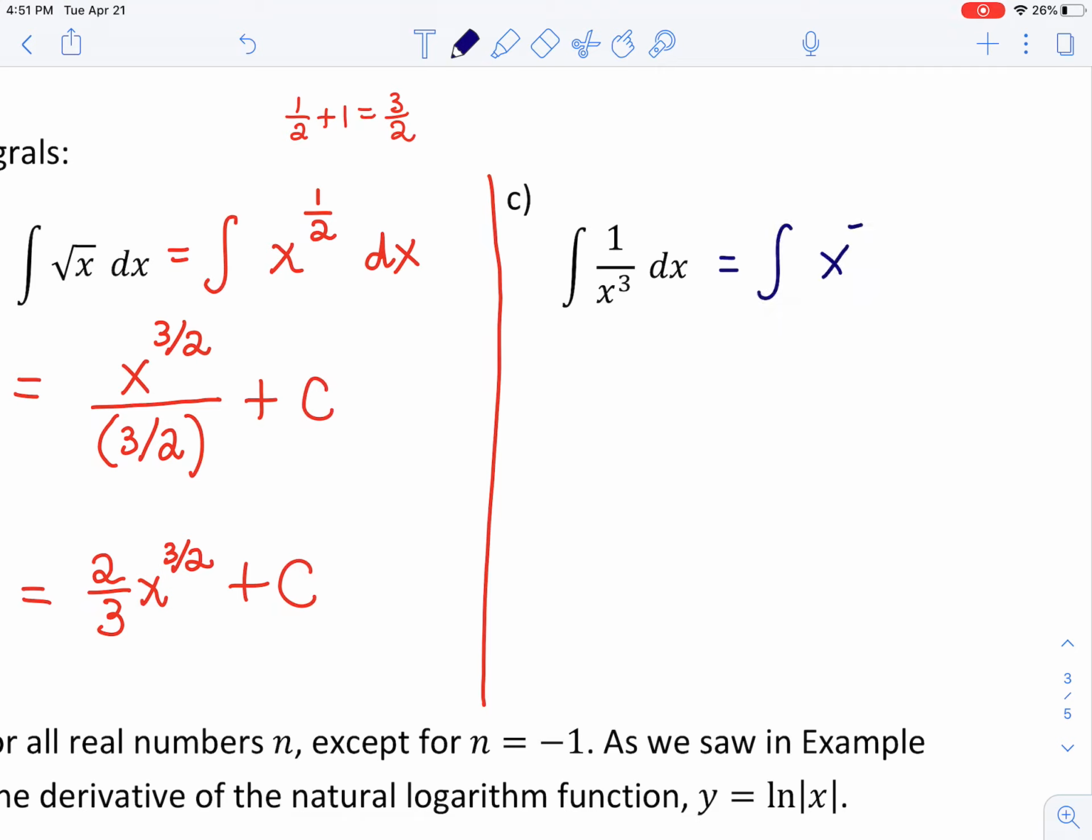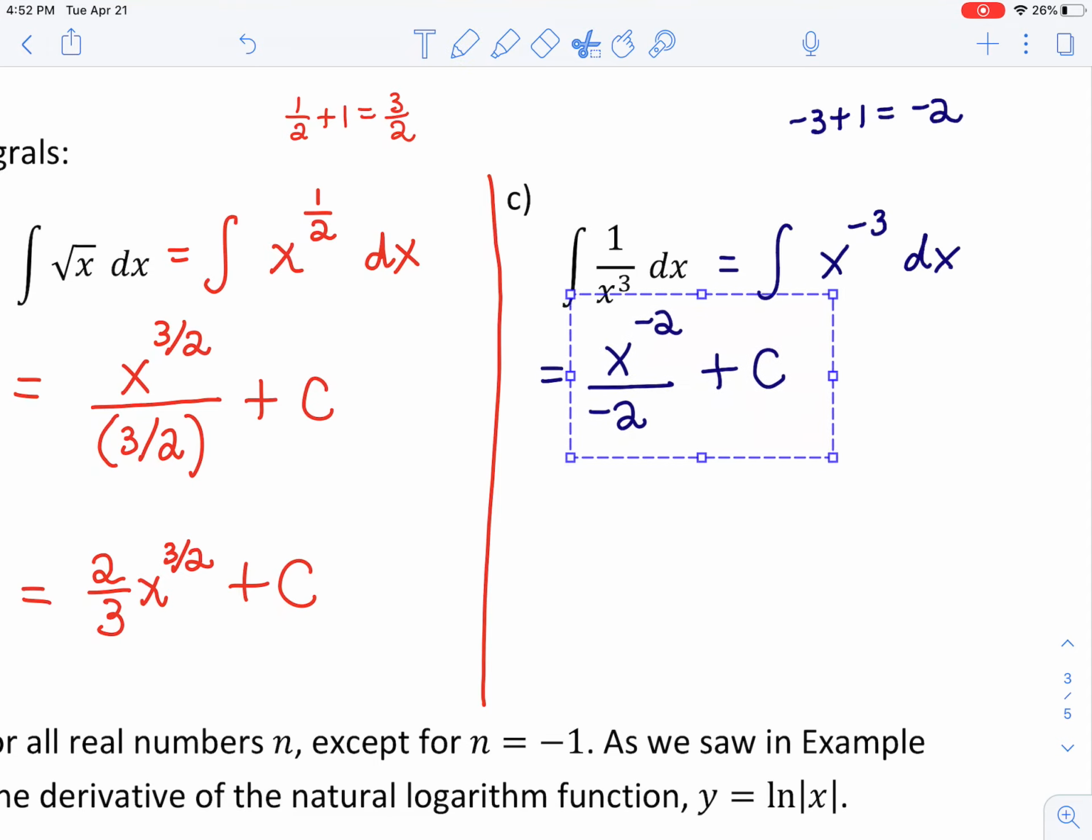All right, let's do the very last one using that power rule. This time I have 1 over x to the third power. Rewrite this first, right? Rewrite this as x to the negative third power. And then we're going to apply that power rule. So, go up by 1. If you go up by 1, the new power will be negative 2. And divide by that new power of negative 2. And don't forget about what? Don't forget about your constant of integration, plus c.